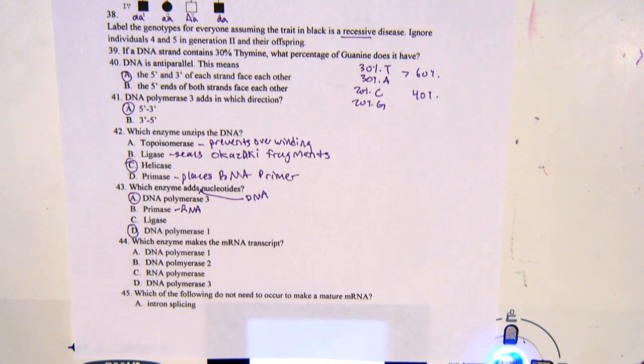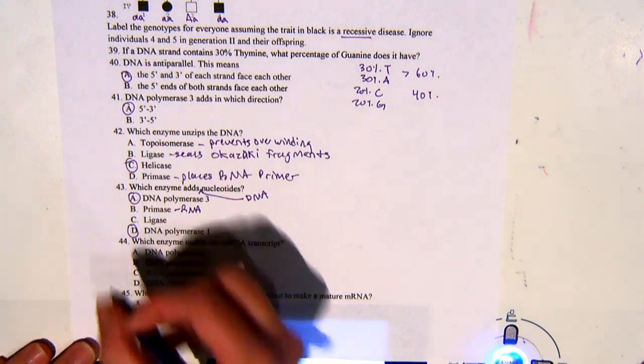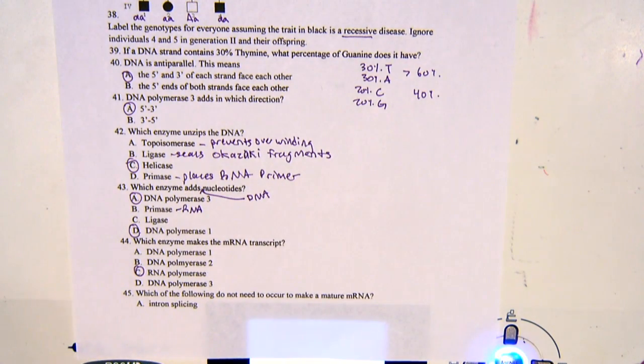44. Which enzyme makes the mRNA transcript? This is going to be RNA polymerase. So think, what are we making in transcription? We're making mRNA, so it makes sense that the name of our enzyme would be RNA polymerase, not DNA polymerase. We're going to use all of our DNA polymerases in DNA replication. So RNA polymerase goes with making mRNA, transcription.